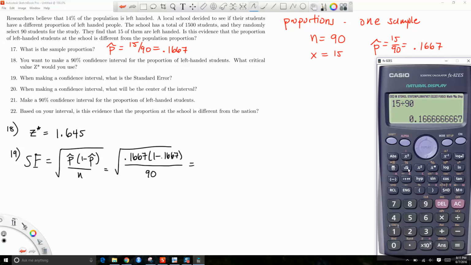So I'm going to hit square root of answer times parentheses 1 minus the answer, because I've got basically 0.1667 whenever I hit answer. And then divide that by 90, close off the parentheses, and I get 0.039283, so 0.0393.